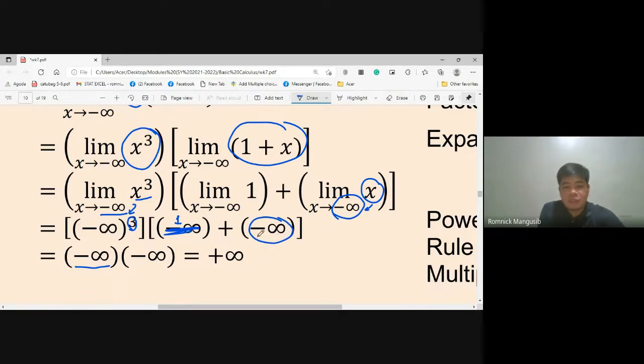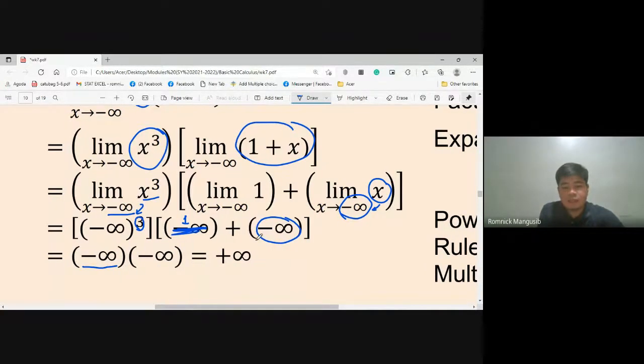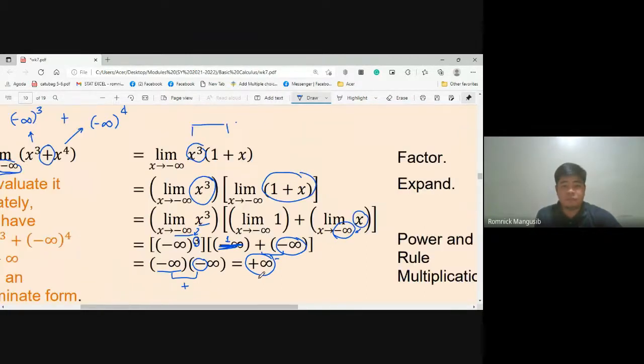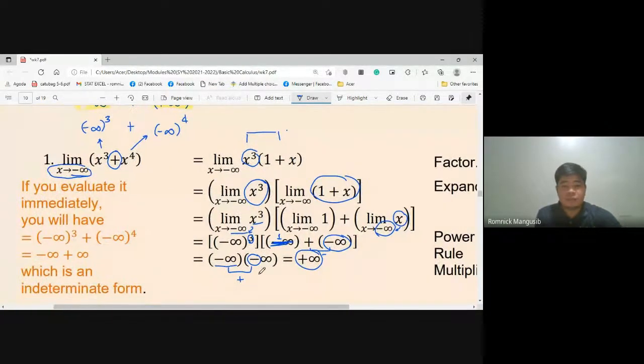So, ano na nakikita natin? 1 plus negative infinity. Positive times negative is negative. Kaya ito naging negative class. So, a negative multiplied to negative becomes positive. Kaya ang sagot natin is positive infinity.